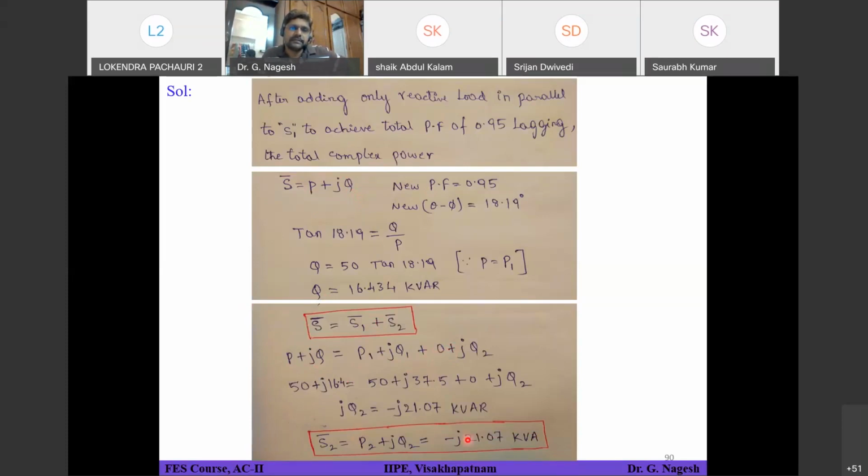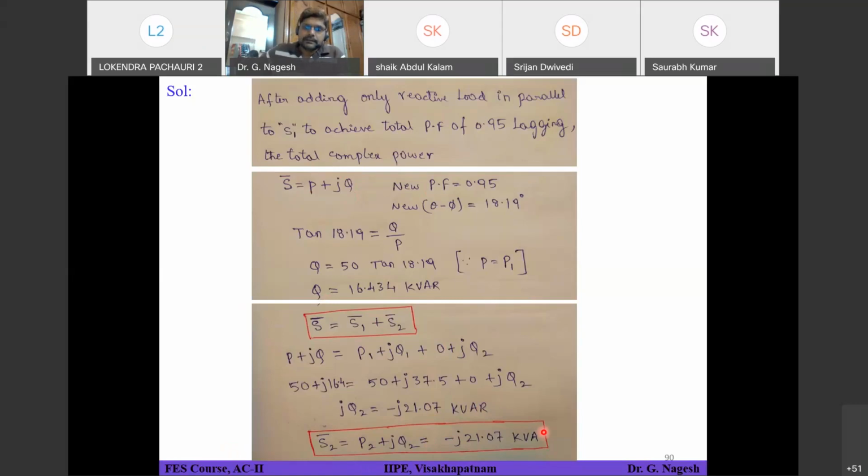So you are going to get jQ2 equal to minus j into 21.07 kVAR, right? If you write it in the complex form, it is minus j 21.07 kVA, because your real power is 0, P2 is equal to 0. Is it clear to everyone? Or does anyone have doubt in this?